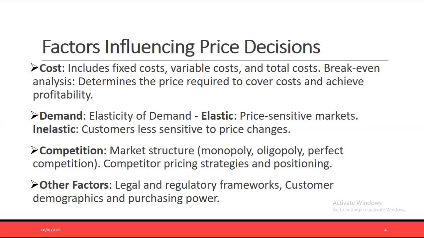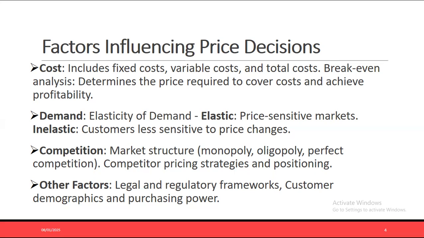Another factor that influences price decision is the competition. The nature of the market within which you operate would determine how you price your product. If you have a monopoly, an oligopoly, or perfect competition, all of these will affect how you price your products. We discussed this in the very first and second lecture. So if you have forgotten, please go back. So the nature of the competition, or your market structure, would also influence the price decision.